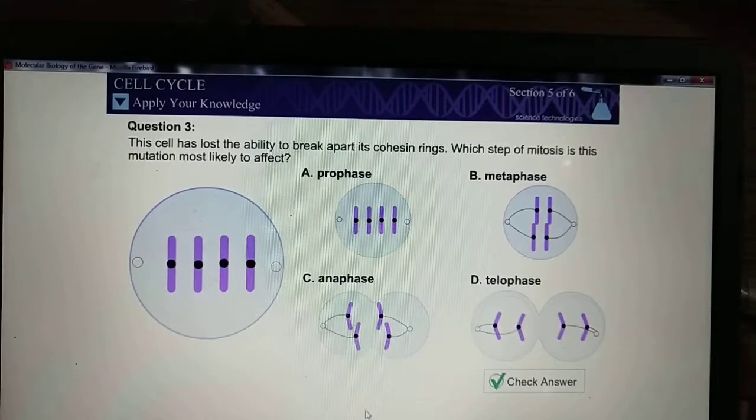Question 3. This cell has lost the ability to break apart its cohesin rings. Which step of mitosis is this mutation most likely to affect?